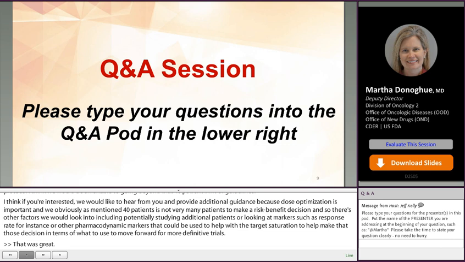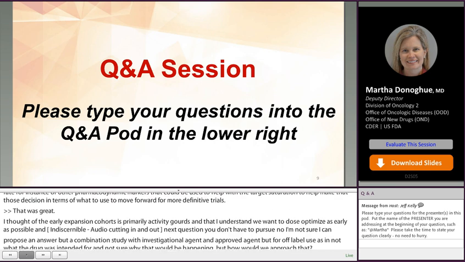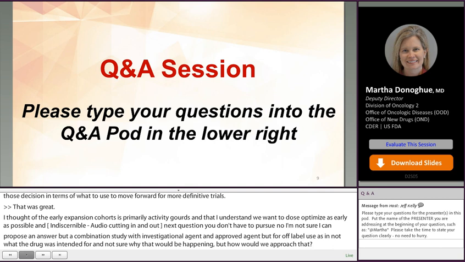This next question, you don't have to perseverate on, because I'm not sure I can even propose an answer. But if we're doing a combination study with an investigational agent and an approved agent, but for an off-label use, as in that's not what the drug was intended for, and I'm not sure why that would be happening, how would we approach that? My read of that question is that the question relates to if you want to use an approved drug in combination with your investigational drug in a protocol, how to justify the use of that drug, and how you approach explaining the use of that drug in your trial. That's the way I'm reading it.